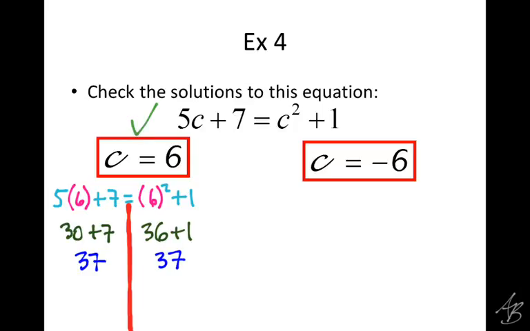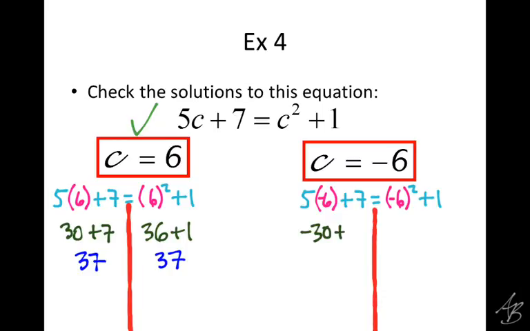All right, for the other one, we want to see if negative 6 is a solution. So it's going to look exactly the same, except we're going to put a negative 6 in wherever we see a C, not a positive 6. So it's going to look something like this now. And just like the last one, we want to simplify each side. So on the left side, we'll do our multiplication first. 5 times negative 6 is? Negative 30. Okay. So we have negative 30 plus 7.